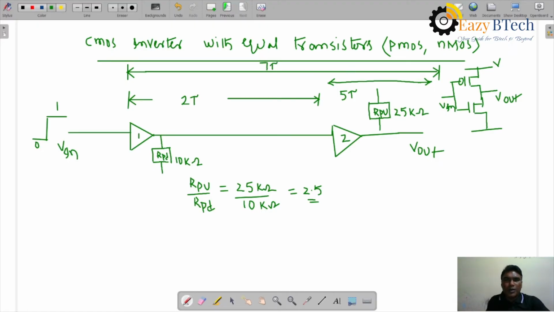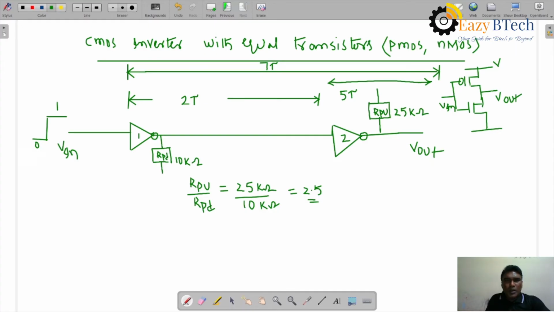Total 7 tau. Like that we can take the CMOS inverter time delays if there are pull up pull down ratios, because with respect to this resistance we can find out the time delay from inverter 1 to inverter 2 CMOS.